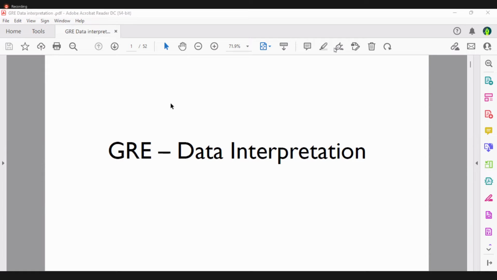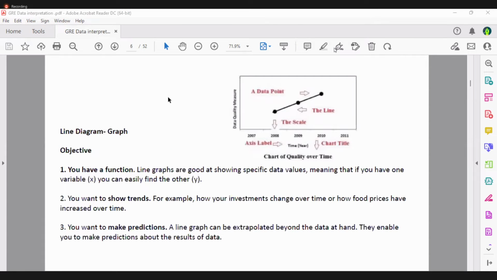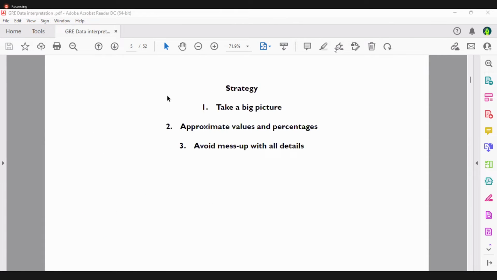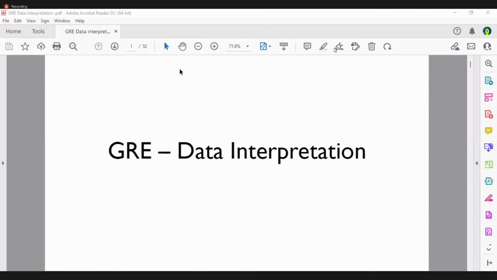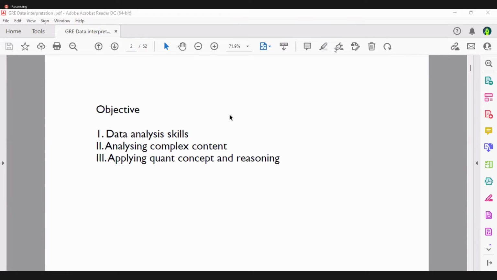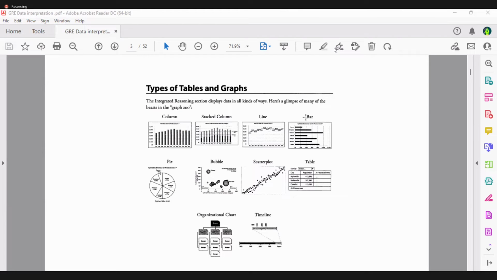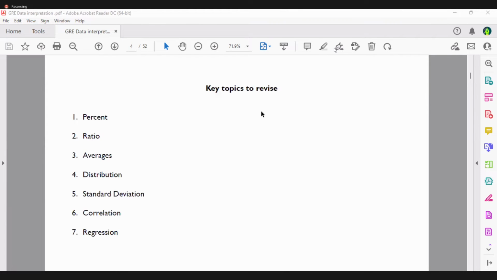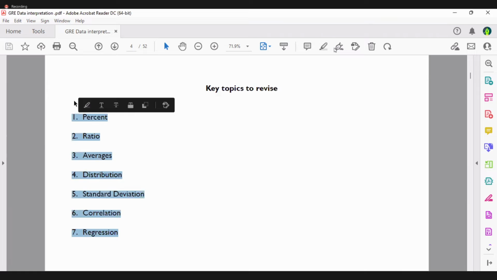For data interpretation, there isn't much to discuss. The thing is, you'll only be studying. The objective is, first of all, you have to analyze the given data. You need to know how to read a chart, how to read a graph. Then there are different types of tables and different types of charts. These are topics which you'll have to revise.